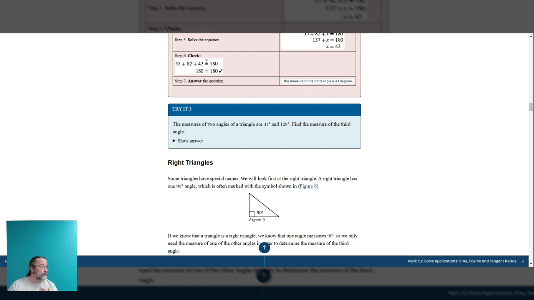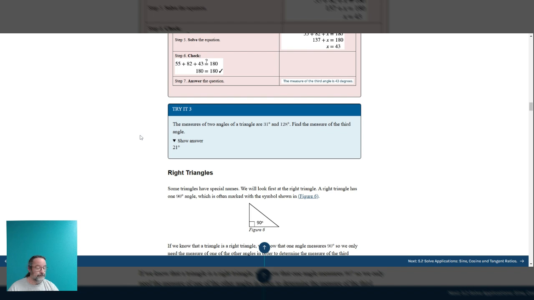Right, so we know they add up to 180, and then we can add up the two knowns, which comes to 159. So then we subtract 159 from 180, and then we should have 21 degrees, right? There we go. So very straightforward.